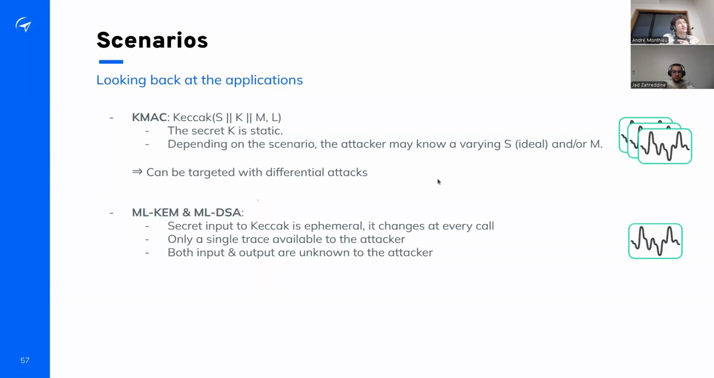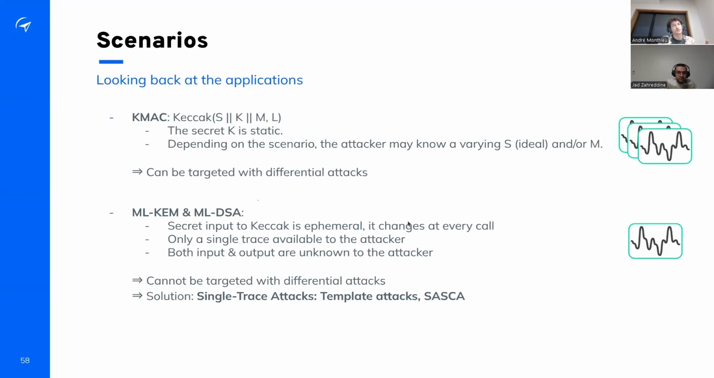Now, if we take a look at ML-KEM and ML-DSA and their usage of Keccak, unfortunately, the input to Keccak is secret, but it's also ephemeral, meaning that it changes at every call, since Keccak is mostly used for randomness, and you do not want to use the same random value every time, of course. In that case, only a single trace is available to the attacker with the same secret. One thing to note also is that both the input and the output of Keccak are unknown to the attacker. So there is really no known data at all that varies. So it cannot be targeted with differential attacks, unfortunately.